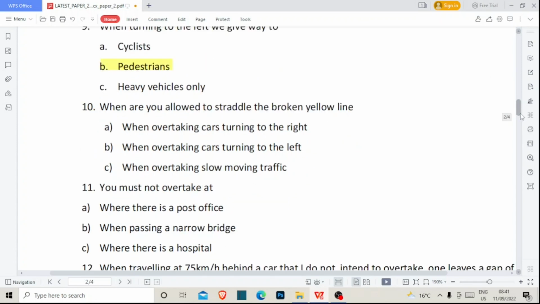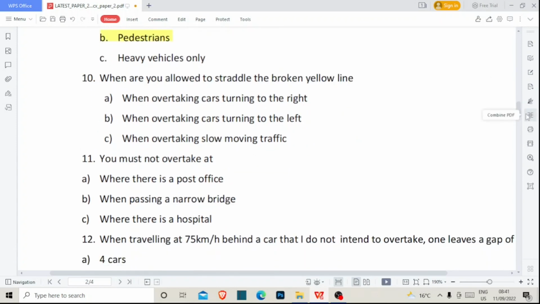Then we go for number 10. When are you allowed to straddle the broken yellow line? Is option A, when overtaking cars turning to the right, B, when overtaking cars turning to the left, C, when overtaking slow moving vehicles. So we know that the yellow broken line demarcates the edge of the road. So you can only straddle this yellow broken line if you are overtaking traffic that is turning to the right, or you want to stop. So the correct answer for number 10 is A, when overtaking traffic turning to the right. So these are correct answers here.